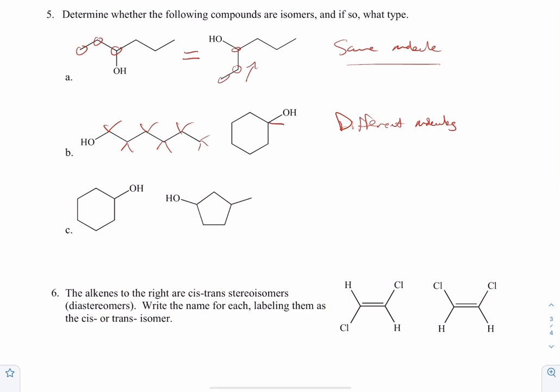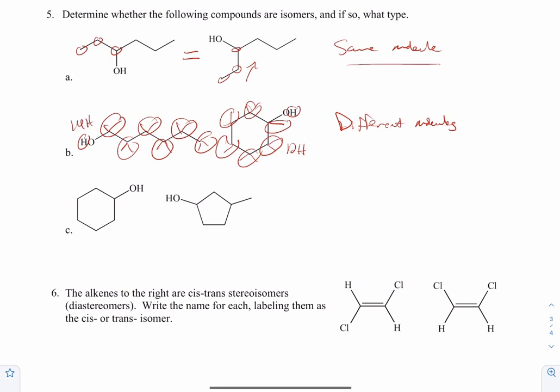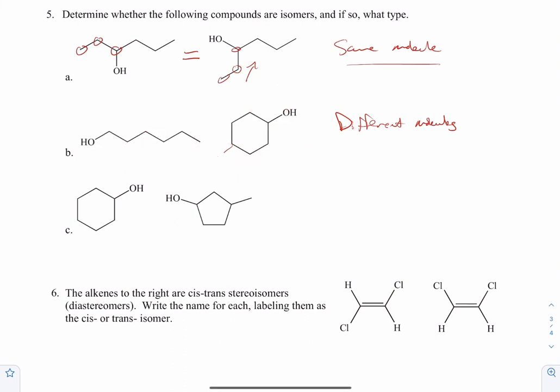And then here I've got 1 here, 2 here, 2 here, 2 here, 2 here, and 2 here. If I go 2, 4, 6, 8, 10, 11, 12. Okay, so I've got 12 hydrogens here. And I've got 3, 5, 7, 9, 11, 13, 14 hydrogens here. Okay, so those are different compounds because they don't have the same chemical formula, so they can't even be isomers. They're actually different compounds entirely. And it's all because of this degree of unsaturation. That's what makes them different.